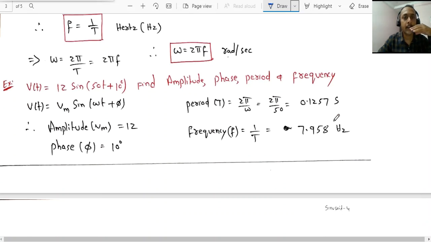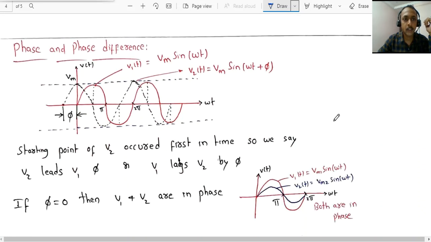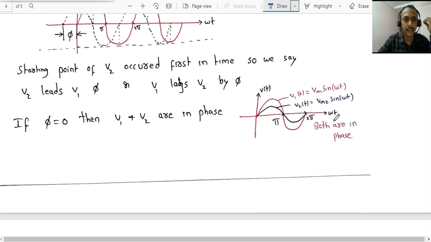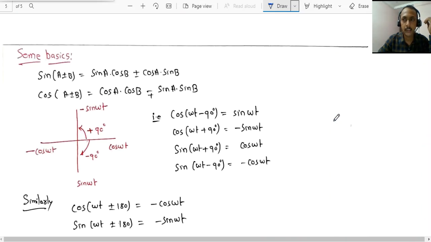We will look at some examples where, for a given mathematical form, we find the amplitude, phase, period, and frequency, and we will see the definitions of phase and phase difference. You will understand the phase and phase difference, and some basics of sine and cosine terms.